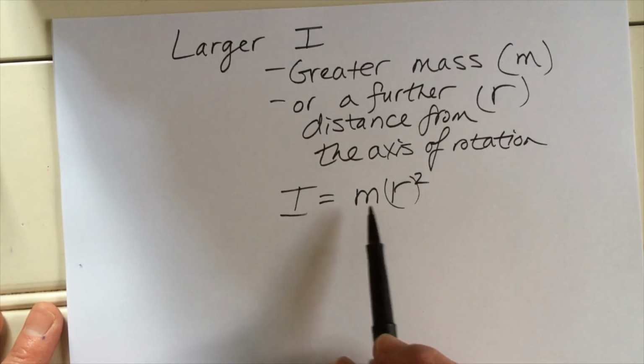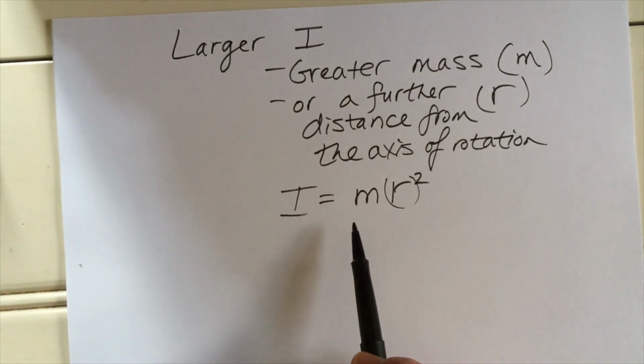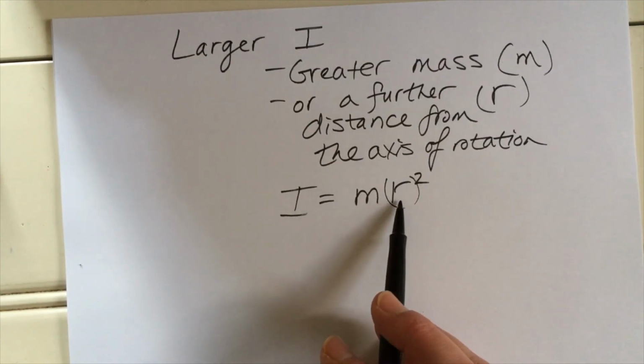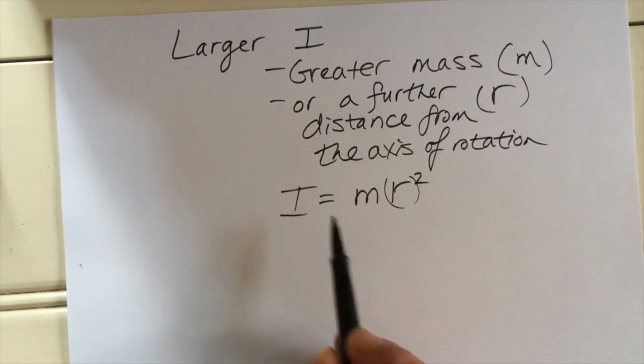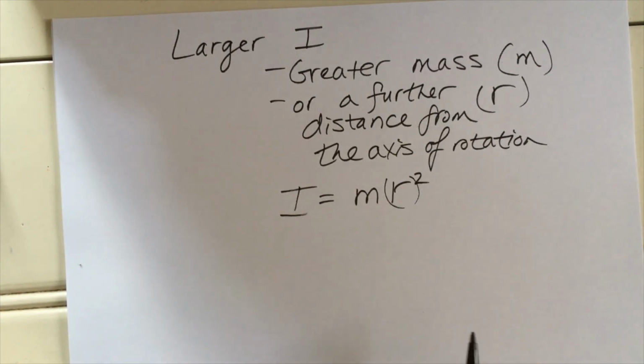What if I doubled the mass and doubled the distance from the axis of rotation? Which one would have a larger effect? You should say the distance from the axis of rotation because of the squaring effect. I is proportional to m, but I is proportional to r squared as well.